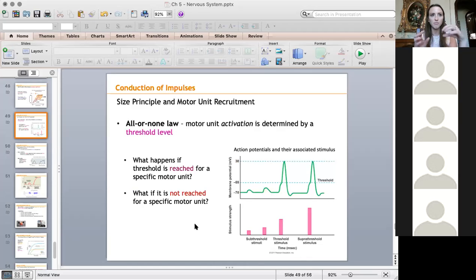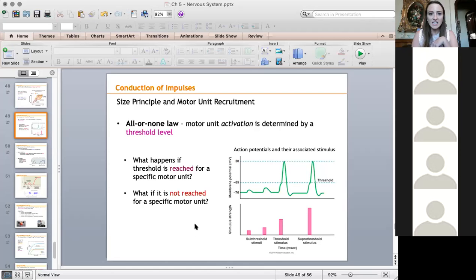Well, if the motor neuron itself didn't have enough stimuli to send an action potential to the muscle, then no fibers are going to be activated. So none of the 20 fibers in that one motor unit will contract. But if that threshold is reached and that action potential is sent to my bicep, then all 20 of those fibers connected to that neuron will all activate together. However many fibers are connected to that neuron, all those fibers will activate together.